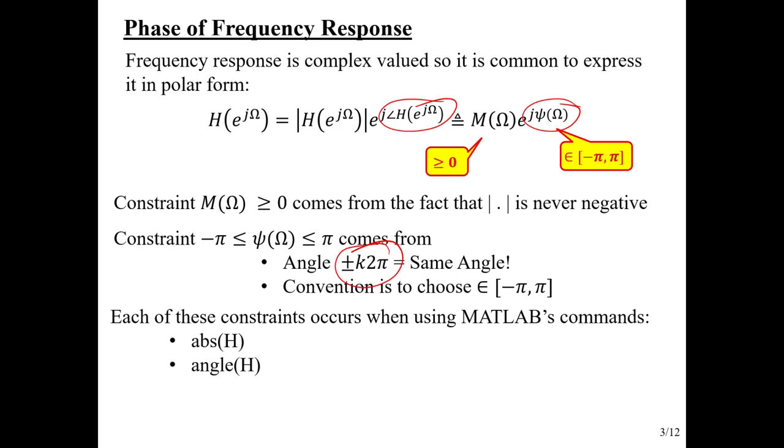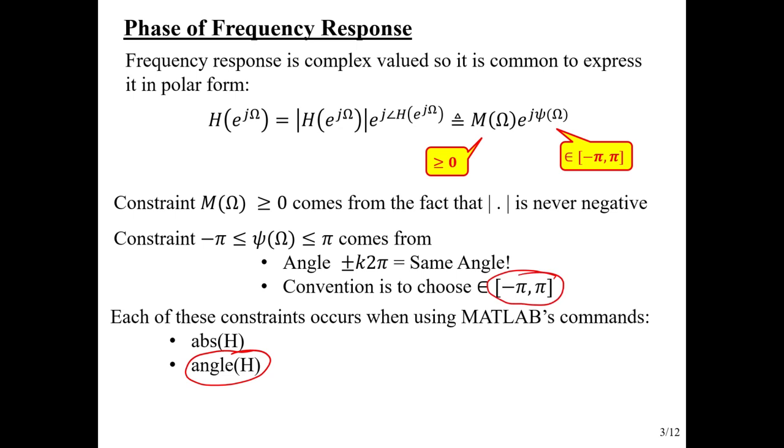So MATLAB has an abs command. If you computed the values of this frequency response and put them into some vector h, you could find the magnitude values just by doing abs of h. And likewise, you could find the angles by using the angle command. The magnitude is going to be greater than or equal to 0. And when MATLAB computes the angle of h, it will put it between minus pi and pi.